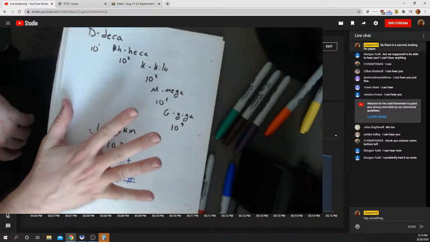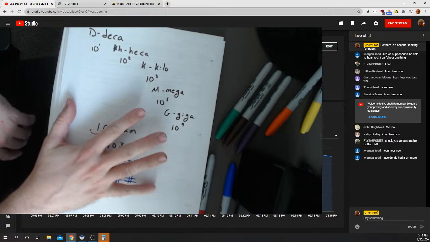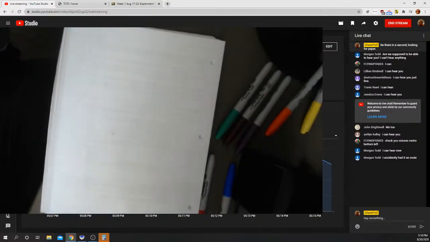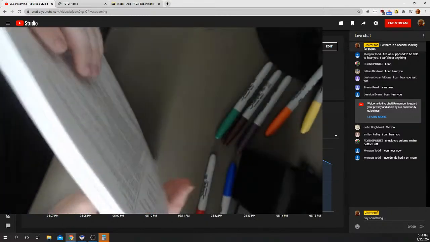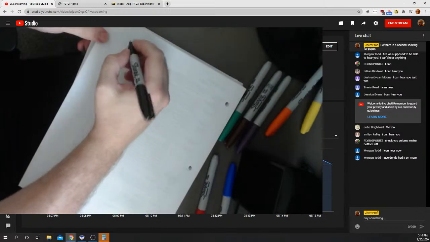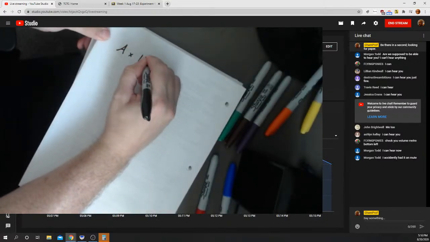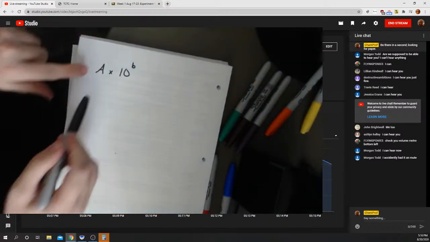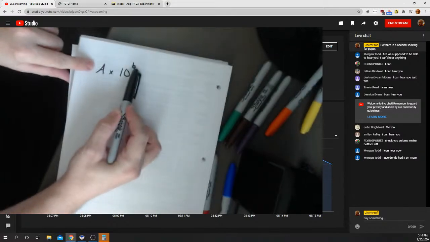So prefixes are just one way of dealing with the size of numbers. It's a way of acknowledging the fact that we're studying a universe that goes from the very, very, very small to the very, very, very large, both in terms of time and distance and mass and all sorts of things like that. The other way we have of dealing with different sizes is with scientific notation or exponential notation. Exponential notation looks like this: some number times 10 to an exponent.